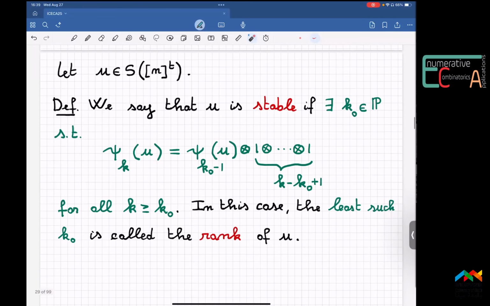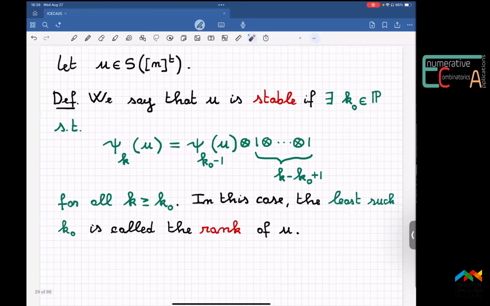So let's then take our permutation as above, u a permutation of n to the t, and we say that u is stable if there is a positive integer k0 so that psi k of u is psi k0 minus 1 tensor 1 tensor 1 tensor 1, an appropriate number of times, for all k greater or equal to k0. So psi k0 of u is supposed to be psi k0 minus 1 tensor 1, psi k0 plus 1 supposed to be psi k0 minus 1 tensor 1, etc. And in this case, the least such k0 we call the rank of u.